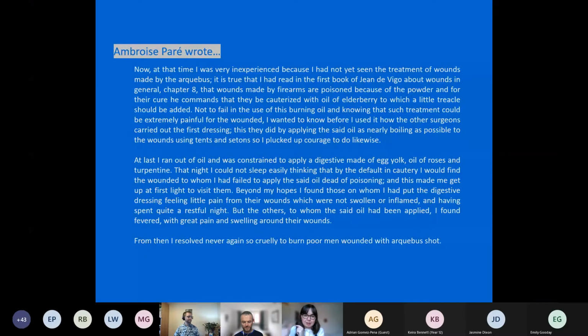So what I want you to be thinking about as we're reading is what sort of knowledge is on display here? What is the way in which Ambroise Paré is learning about the body, and how is that affecting the actions that he takes? So Ambroise Paré wrote, "Now, at that time, I was very inexperienced because I had not yet seen the treatment of wounds made by the arquebuse."